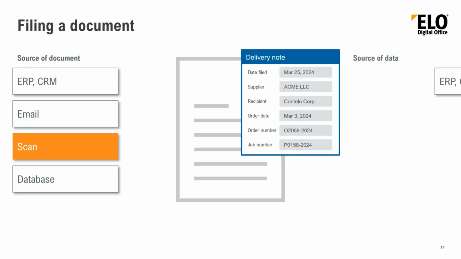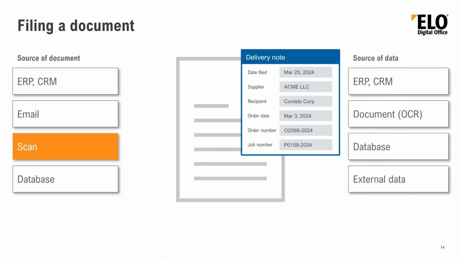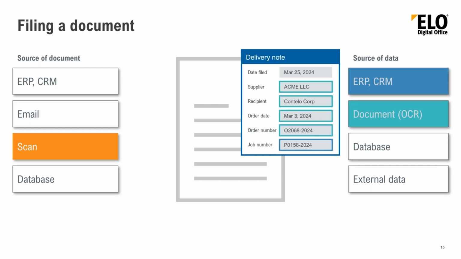And on the other hand, for the data, there can be different sources as well. So the source of data can be an ERP or CRM as well. The data can come from the document itself. This can be done with an OCR, or the data can be stored in the database, or it is external data. And in our case, it's a combination of data from the ERP system and data from the document itself.